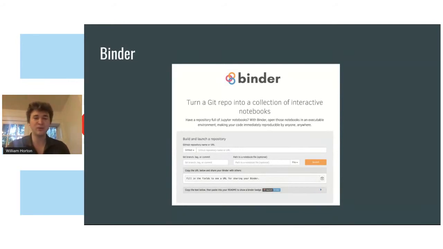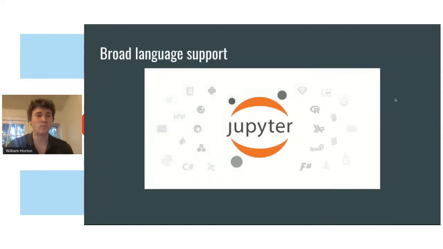So you take a Git repo, give it the name of the repo, and then Binder will actually open this up in an environment that lets you execute it. So this is another tool that has become very useful in the Jupyter ecosystem. The other big thing that characterizes the current state of Jupyter is that there are now dozens of languages supported.